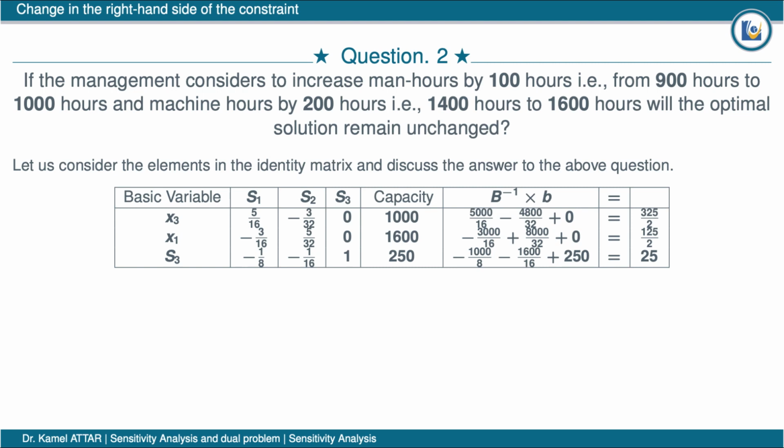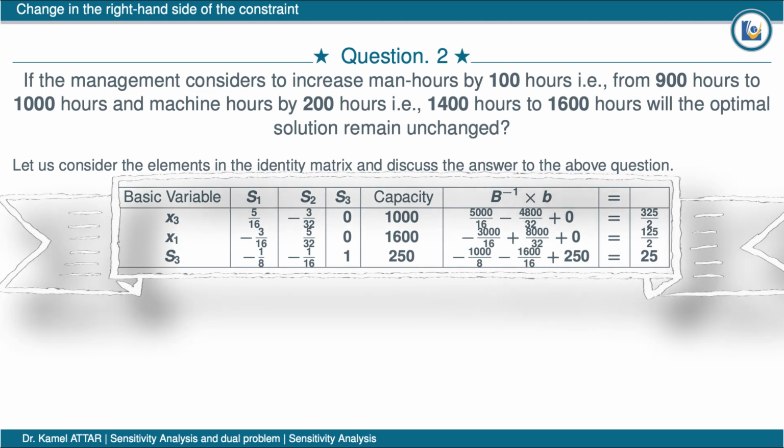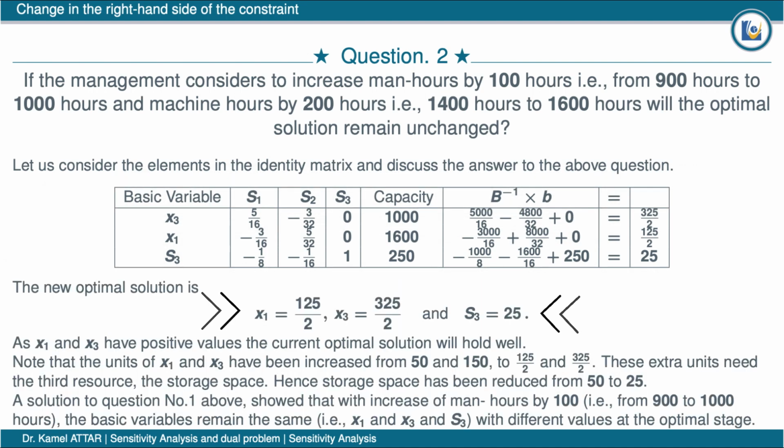By using the following table, we obtain the following new optimal solution. We have x1 equals 125/2, and x3 equals 325/2, and s3 equals 25 cubic meter. As x1 and x3 have positive values, the current optimal solution will hold well.